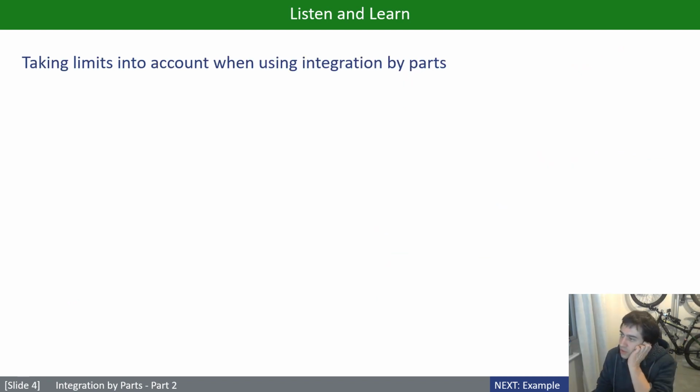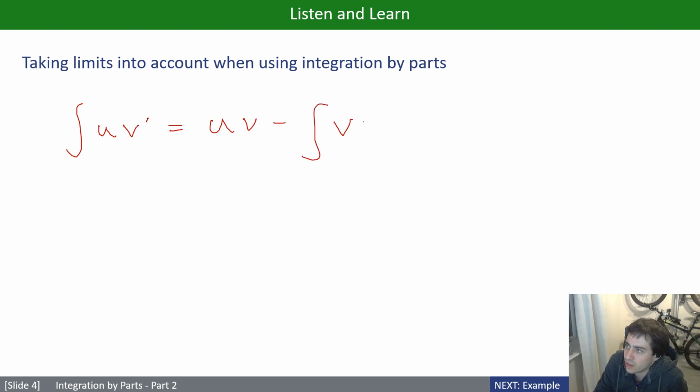Okay, and then the last thing I want to talk about, for which I'll then give an example, is the version of integration by parts with limits. And it's quite logical. It's basically the same formula, just with a few bits of extra syntax added. So we said the integral of u v dash equals uv minus the integral of v u dash, and let's put the dx's in.